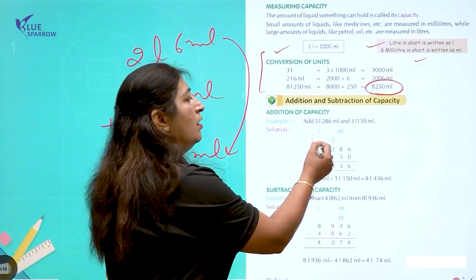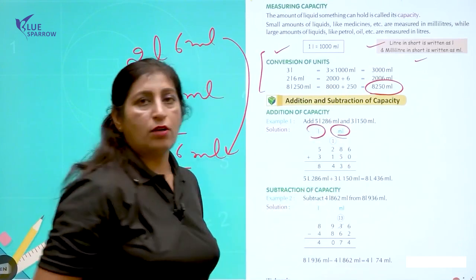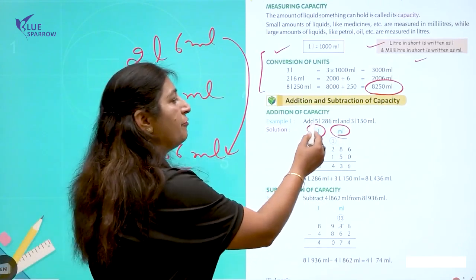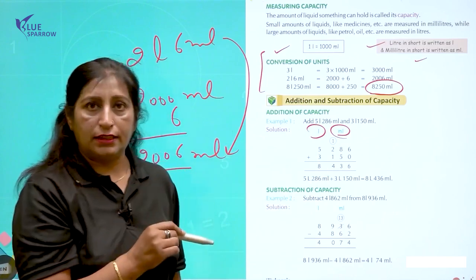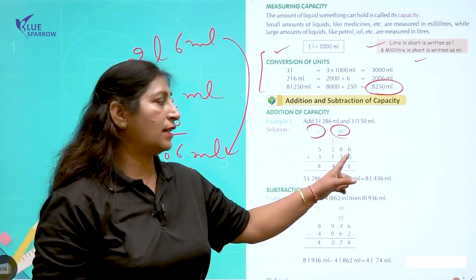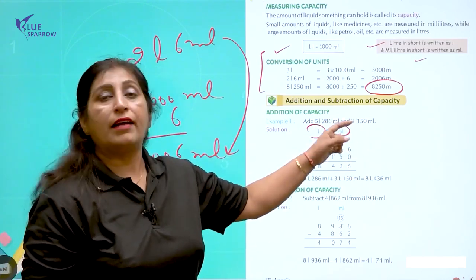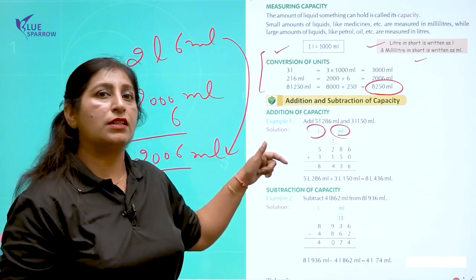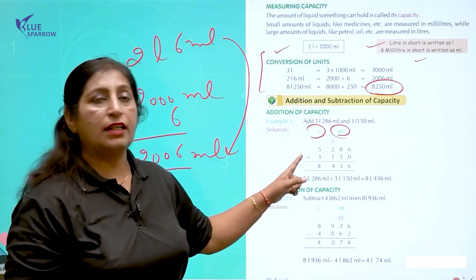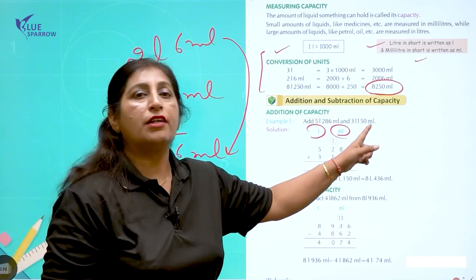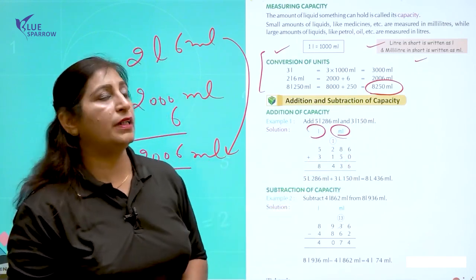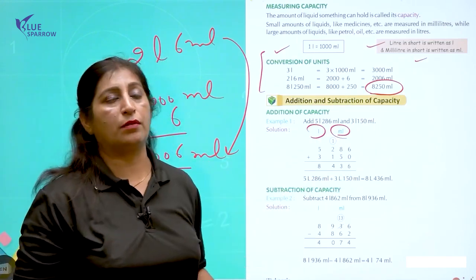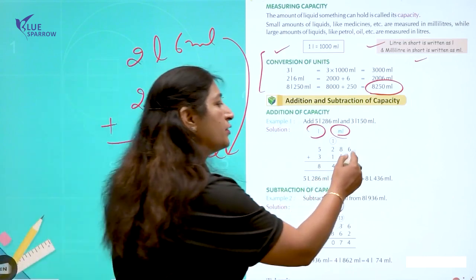Firstly write liter and milliliter as columns, and then write 5 under the liter column and 286 under the milliliter column, and then write the next capacity in these columns. 3 would be written under the liter column and 150 would be written under the milliliter column. Now we would add milliliters first.